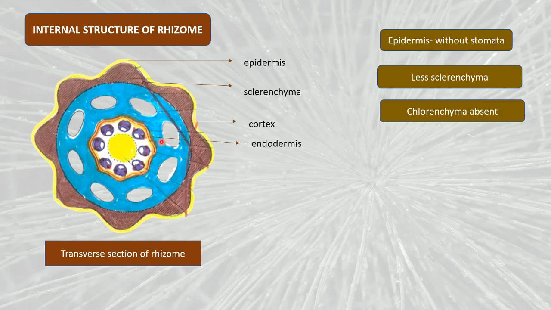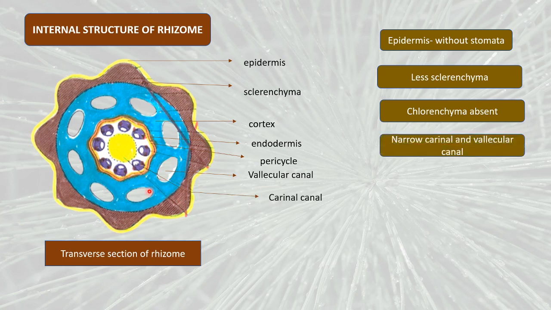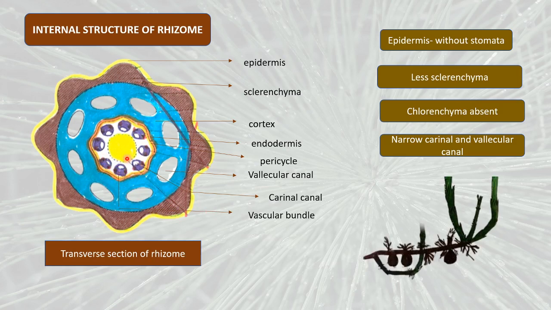And there is endodermis followed by a single layer pericycle. Then there are also vallicular canals, and there are also carinal canals, but both of these are very narrow. So carinal canal and vallicular canal both are narrow in case of rhizome, though they are present. And these are the vascular bundles with a central pith.